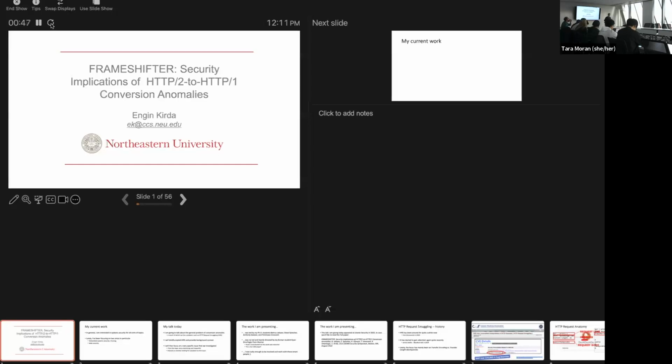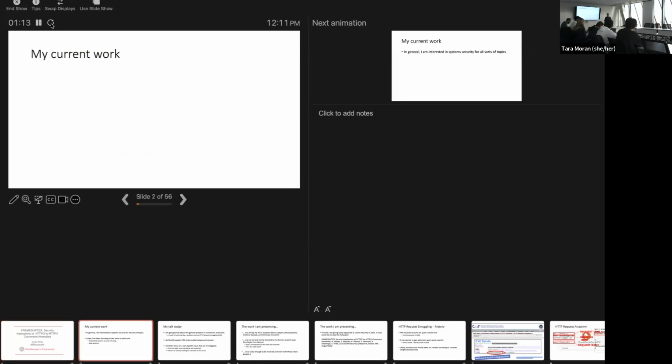So I am going to be talking about a system we built maybe 1.5 years ago. It's called FRAMESHIFTER. And I'll be talking about a specific class of vulnerability that I personally find interesting because they have been known for a while, but they became kind of relevant again quite recently. So I'll be talking about what these vulnerabilities are. I'll talk about the system we developed to measure them and to try to understand what's actually happening on the internet.